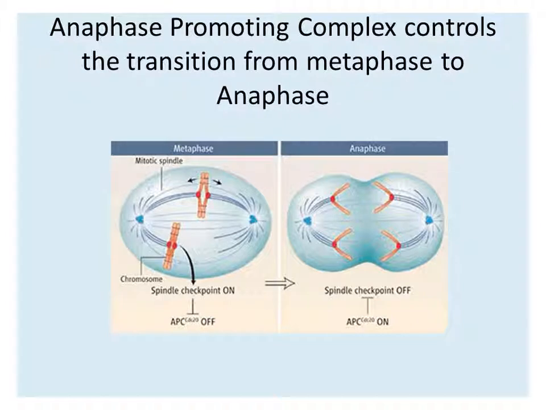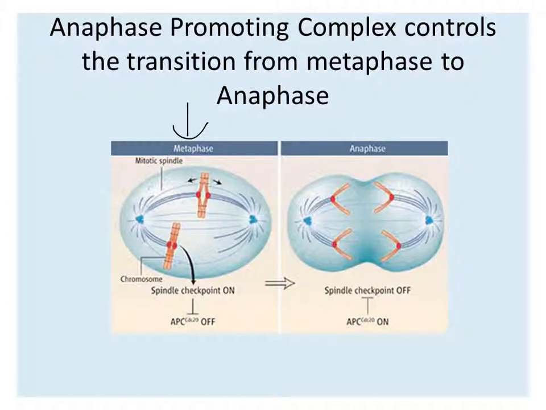So ultimately, the APC is the important complex that's needed to help initiate anaphase, and this will not be turned on until true alignment has occurred. This is showing you here during metaphase, the chromosomes will move back and forth due to proper attachment to microtubules and ultimately end up aligning.